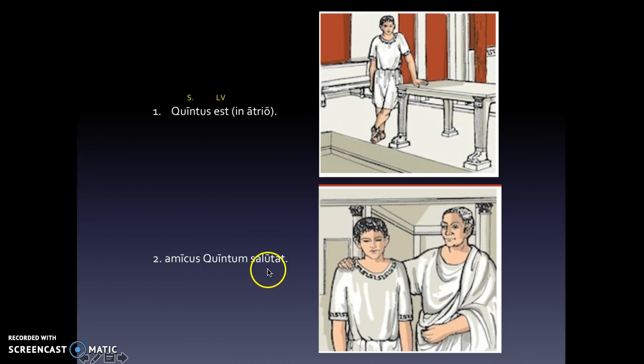Next sentence, amicus Quintum salutat. There's no preposition in here. So amicus is our subject. Quintum is our direct object because it's accusative. Salutat is our verb because it ends in a T. The friend greets Quintus. Notice how, unlike the sentence up here that had a linking verb, I was able to read it left to right. For this one, with an action verb, I was jumping around a little bit. English likes word order: subject, verb, direct object. Latin, it doesn't really matter.